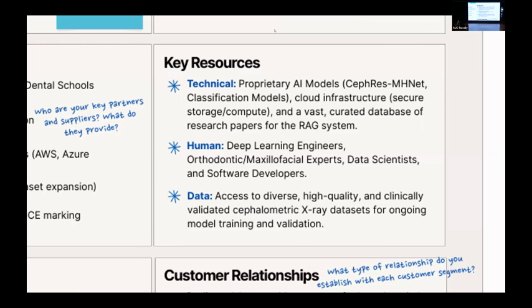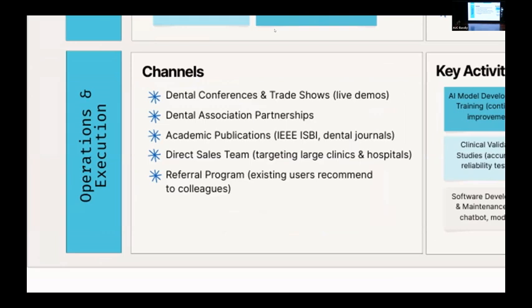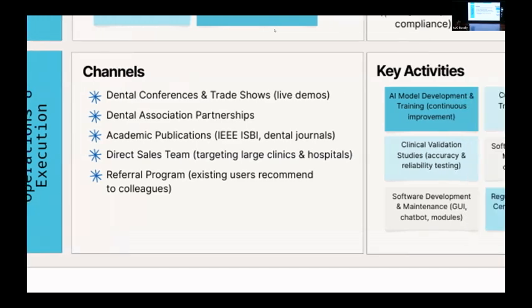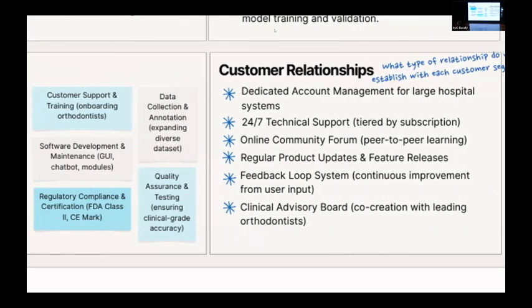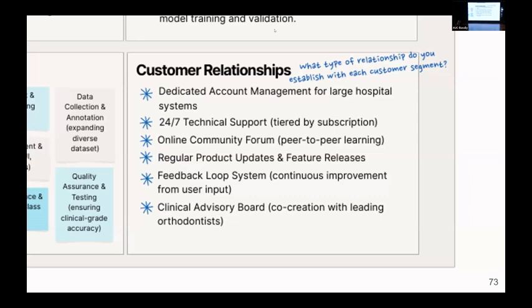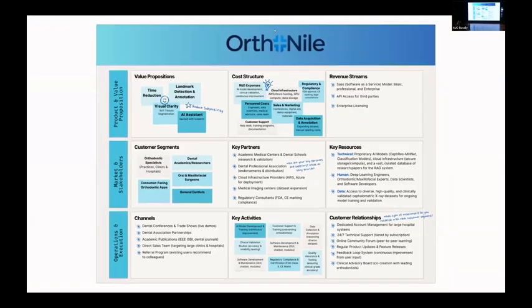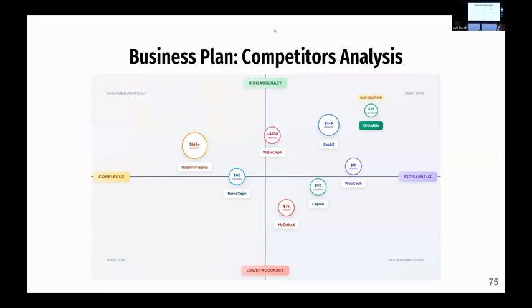These are the human resources involved in our application. For the operation channels, we have live demos, as we are doing right now. For the association partnership, we have already applied to ISBI as well, plus a sales team and referral programs. Our key activities will be mainly focused on continuous model training, continuous software maintenance, software development, Q&A, and data collection to ensure continuous maintenance of the model. Our customer relationships will mainly focus on technical support, an online forum, and product updates through a continuous feedback loop system for continuous improvement. And now Jaheen will discuss the competitor analysis.